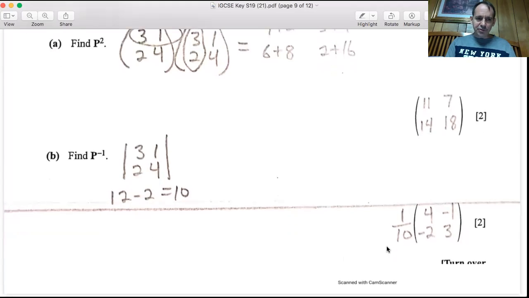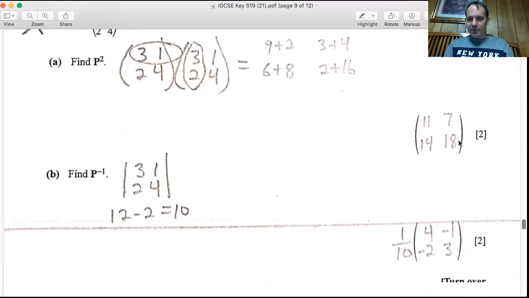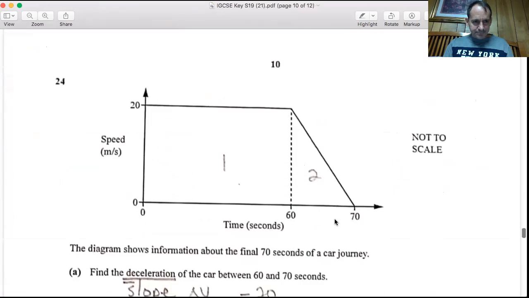Now you say, why would you do that? Well, if you distributed the 1/10 through this, and you take that matrix and multiply it by the original P matrix, you get what's called the identity matrix. So in other words, the inverse matrix is the opposite of the regular matrix, and when you multiply them together, they cancel out, giving you the identity matrix, which is 1, 0, 0, 1. You get ones going down this way and zeros this way. So that's in case you're interested.